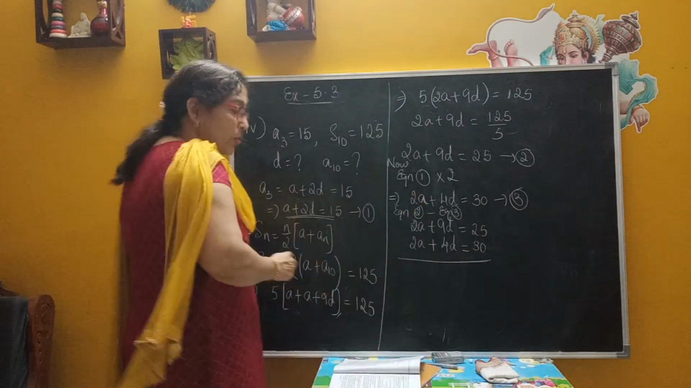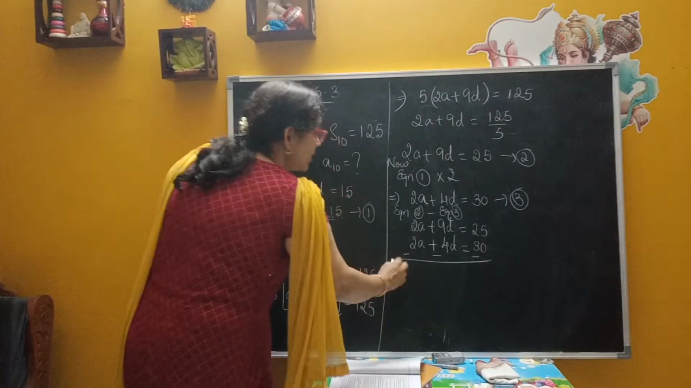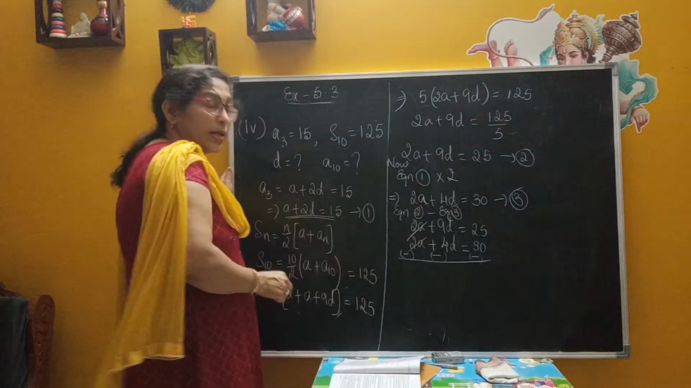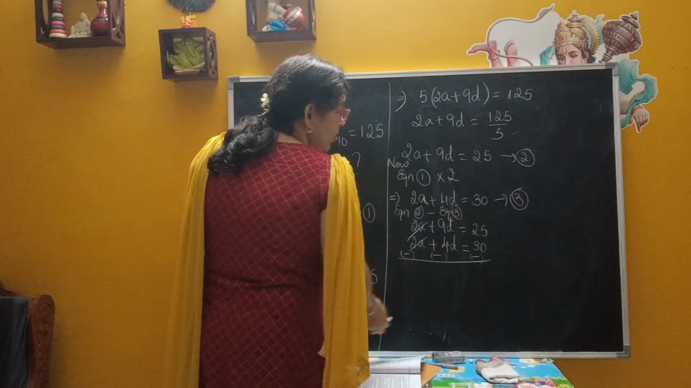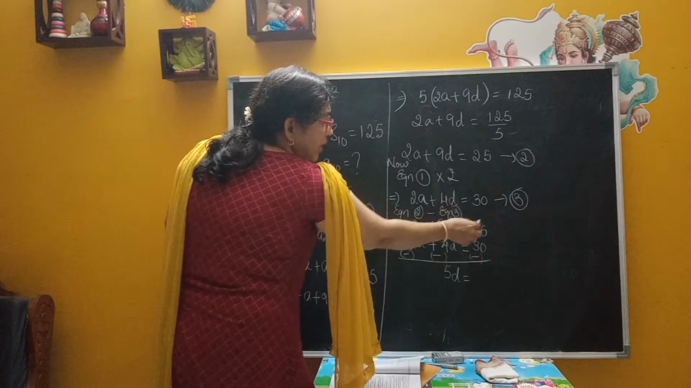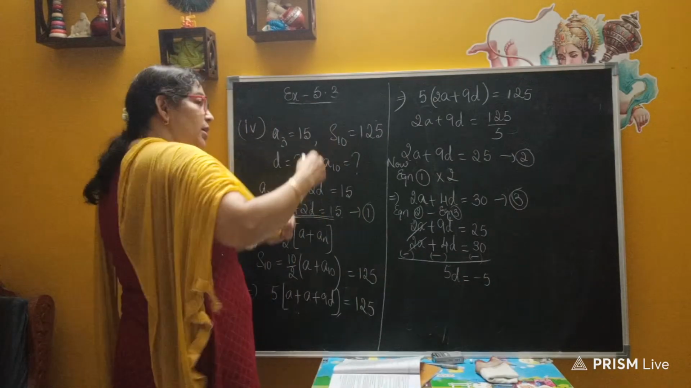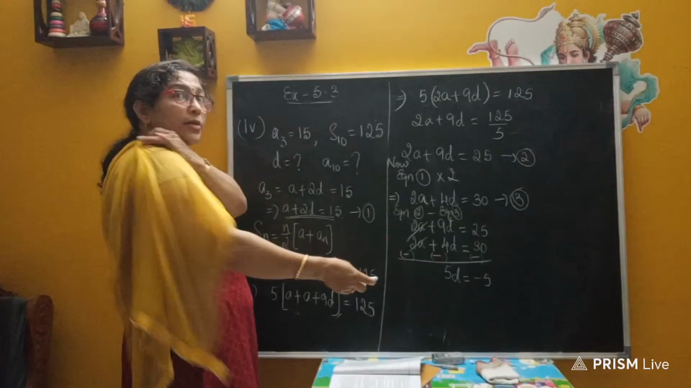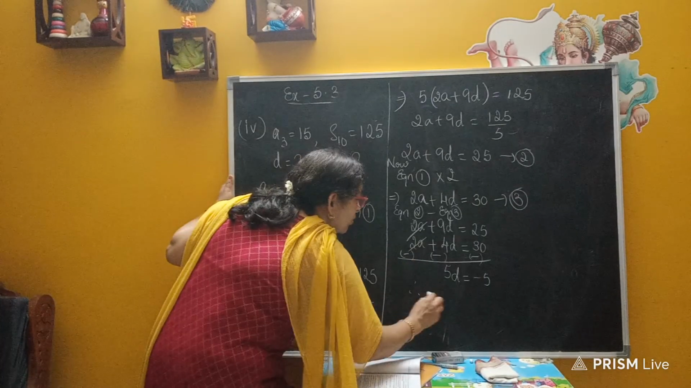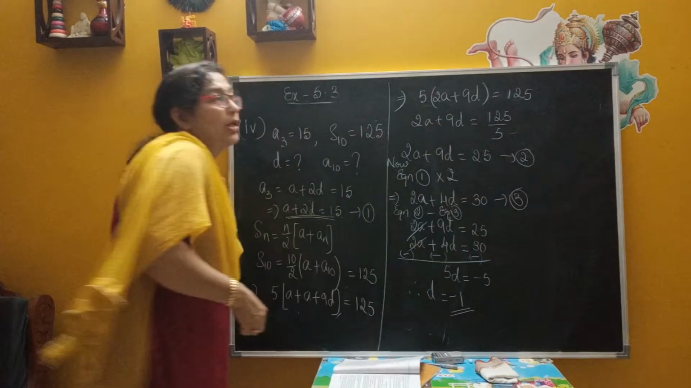Let us subtract now. Minus, minus, minus. I am changing the sign. So, 2A minus 2A get cancelled. 9D minus 4D, what do we get? 5D is equal to minus 30 plus 25. It is minus 5. 30 minus 25 is 5 and the greater number is 30, so it has the minus sign. 5D is equal to minus 5. So, D is equal to, what do we get? Minus 5 divided by 5 is minus 1. Okay, the D value is minus 1.